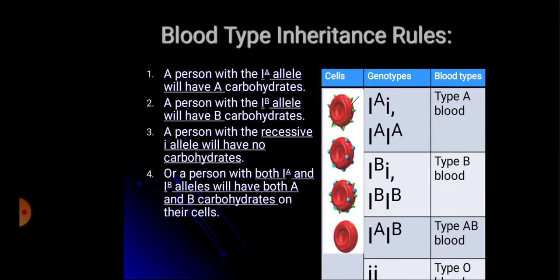Blood type inheritance rules. Number 1, a person with the IA allele will have A carbohydrates. Number 2, a person with the IB allele will have B carbohydrates. Number 3, a person with the recessive i allele will have no carbohydrates. Number 4, a person with both IA and IB alleles will have both A and B carbohydrates on their cell. Examples are in the pictures: the cell, genotype, and blood types. Yan po, pagkakaiba po ng bawat cells.